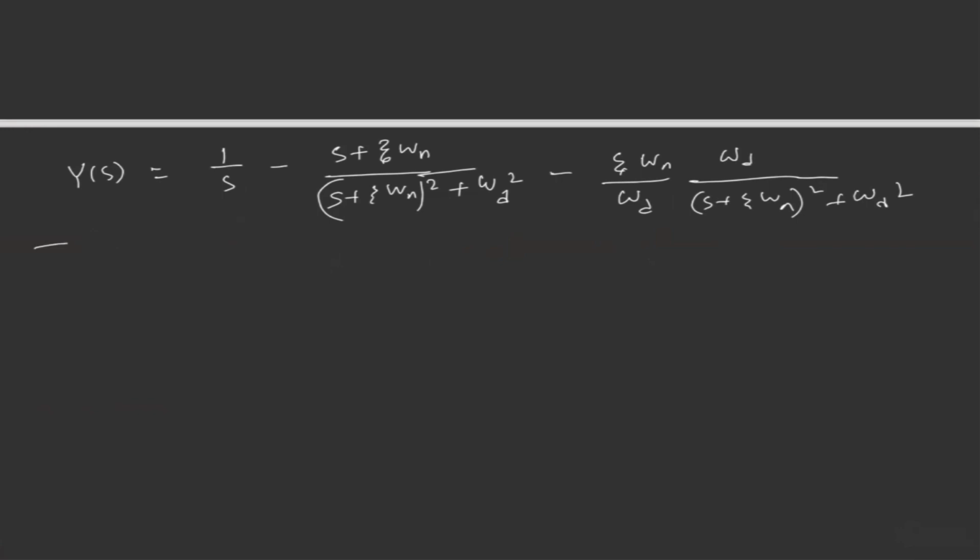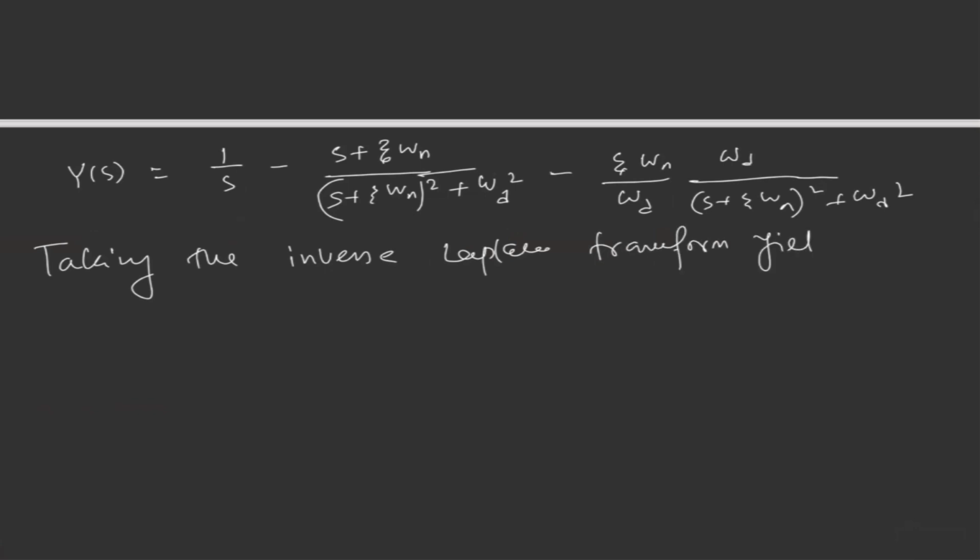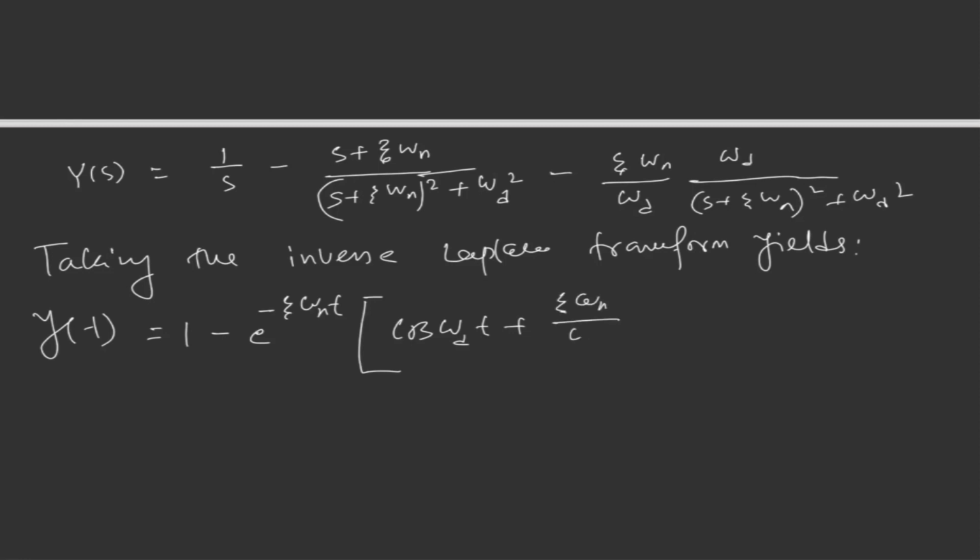Taking the inverse Laplace transform yields y(t) = 1 − e^(−ζωn t) [cos ωd t + (ζωn/ωd) sin ωd t]. This is the expression for the step response in the time domain.